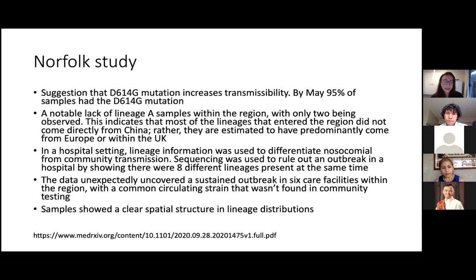And the sequencing actually identified an unexpected outbreak that they wouldn't have thought to look for, and that was one across 6 different long-term care facilities, where they saw a common strain amongst these 6 facilities that wasn't found in the community, suggesting there was transmission going on between the facilities. And again, samples showed a clear spatial structure where you tend to find one strain in a particular region.